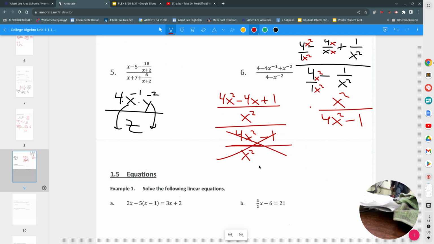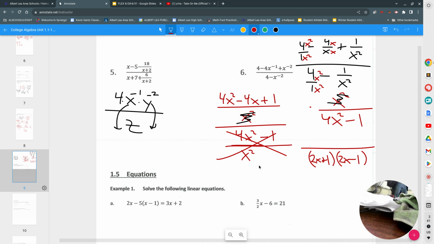Notice in this situation that the x squareds do cancel. And then we should be careful to just factor what's left over. Let's do the easier factoring first. Does 4x squared minus 1 factor? Difference of 2 squares, so it factors to what? 2x plus 1, 2x minus 1.